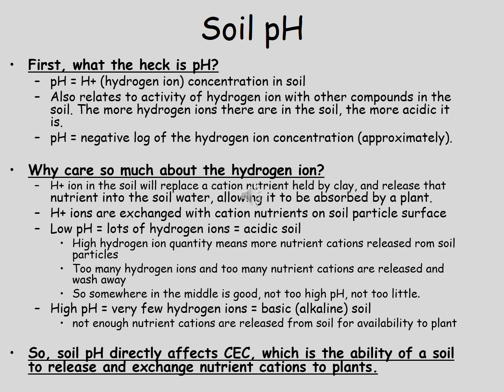A really high pH is a basic or alkaline soil. There are very few hydrogen ions, and there's not enough for the nutrient cations to get bumped off of the clay by the hydrogen ion. So again, you have low availability of plant nutrients. Somewhere in the middle, right around a pH of 5 to 7, is best for plant growth and nutrient availability. By the way, the pH scale is from 0 to 14, so 7 is right in the middle.